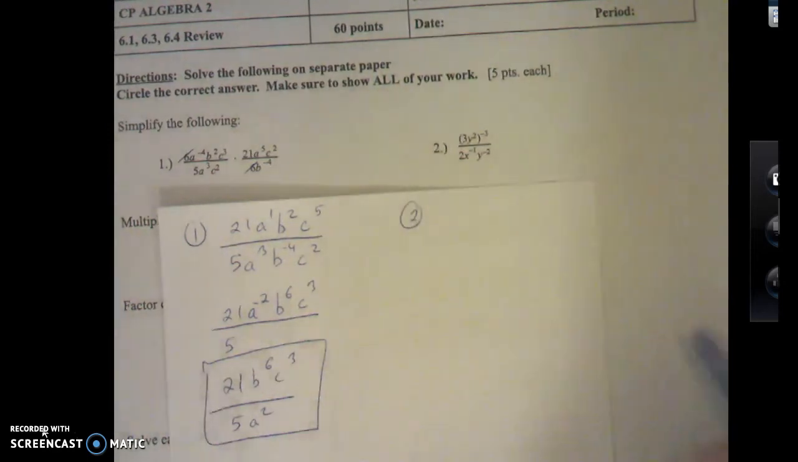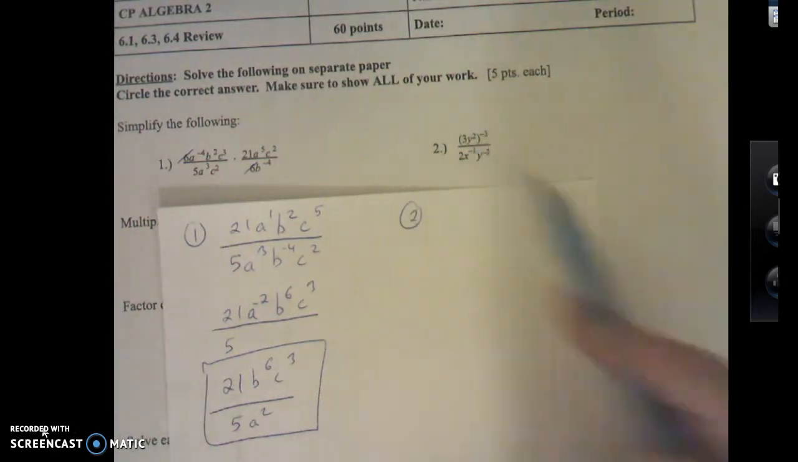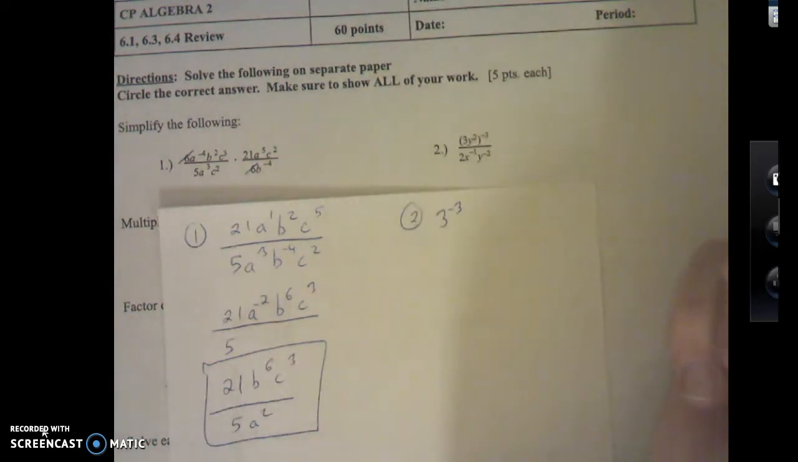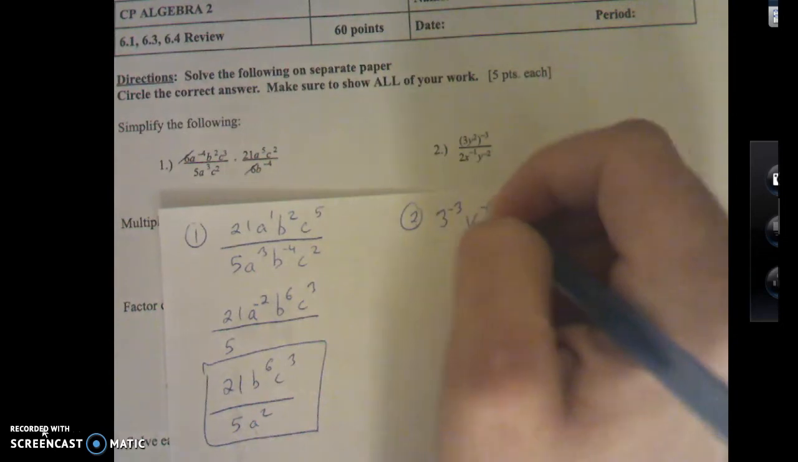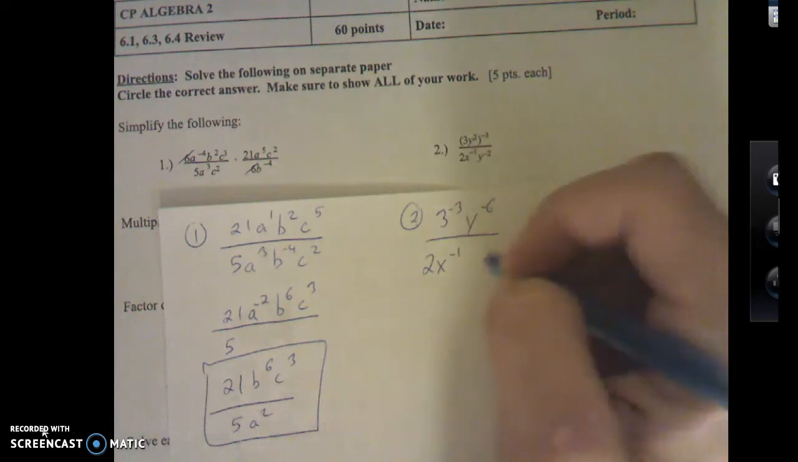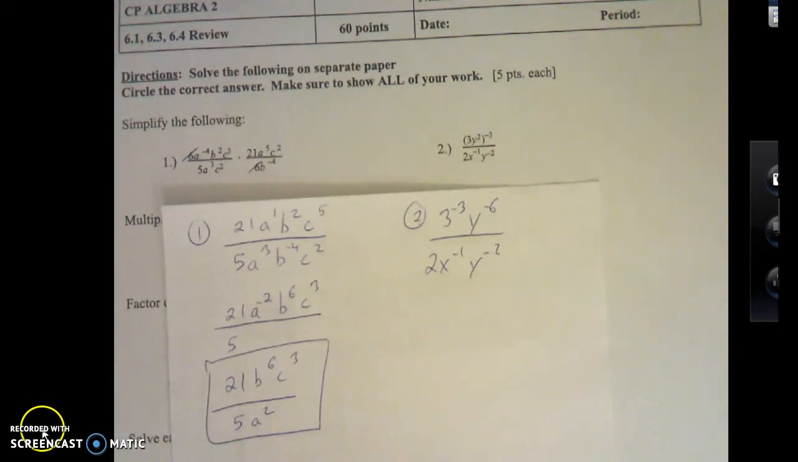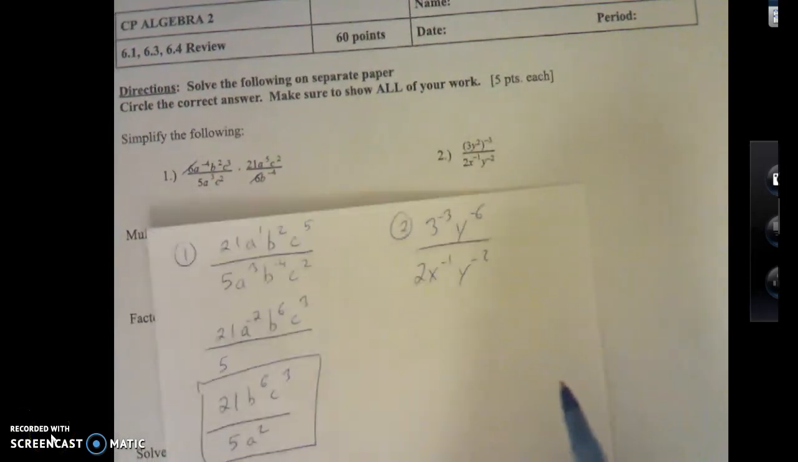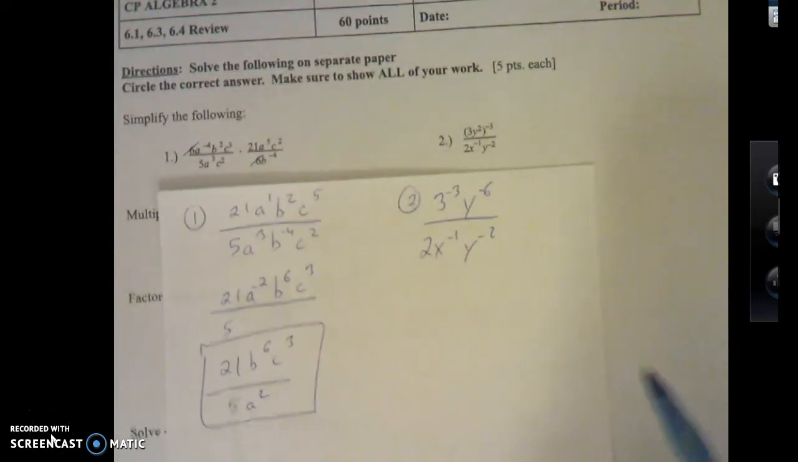Alright. Over here for number 2, okay, what I've got, let's see here. You want to work with your parentheses first. That negative 3 exponent goes to both terms. So I have 3 to the negative 3rd, and I have y to the negative 6th, all over 2x to the negative 1, y to the negative 2. Okay? Okay. So, this one's a little trickier.